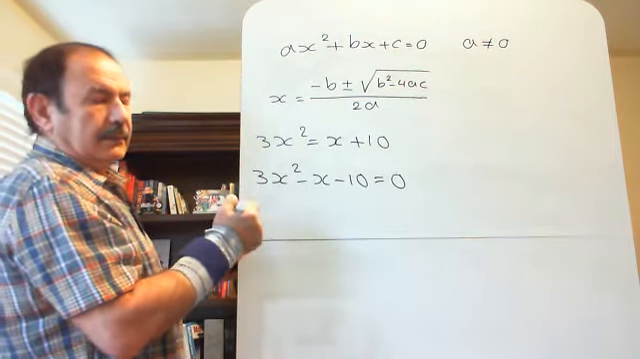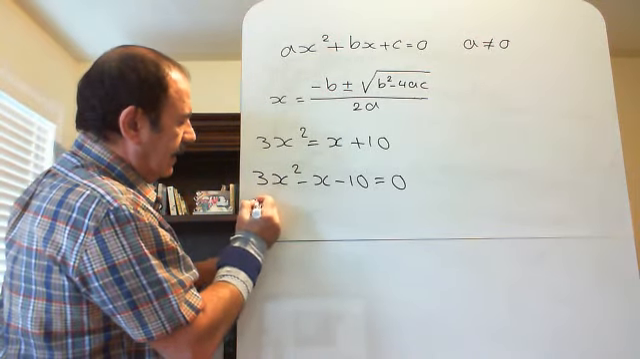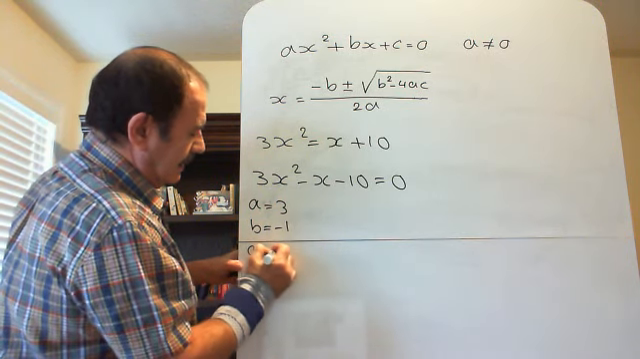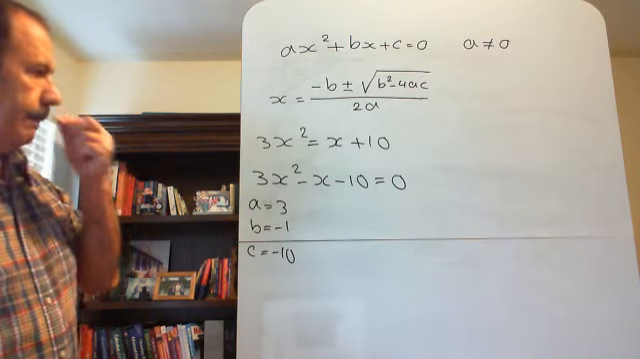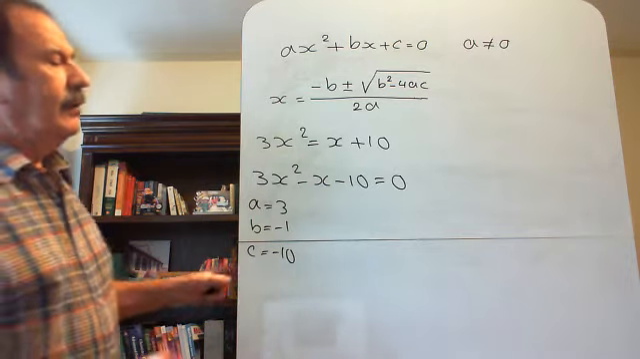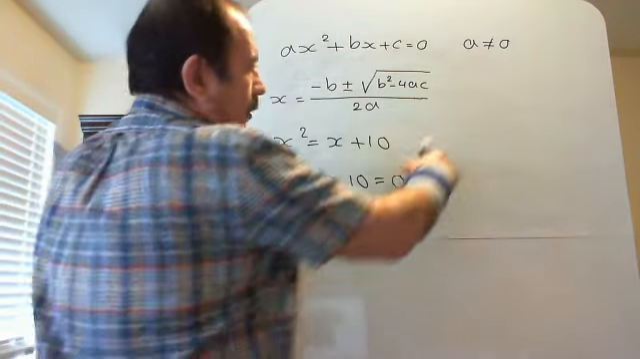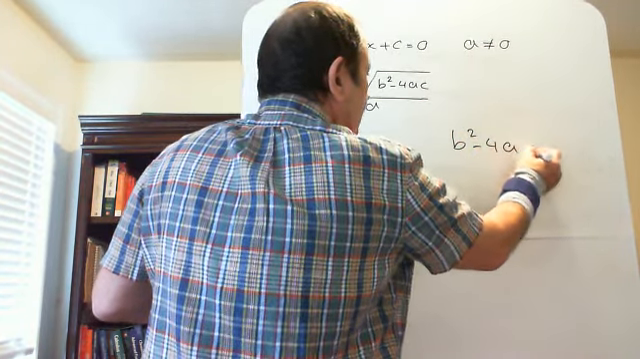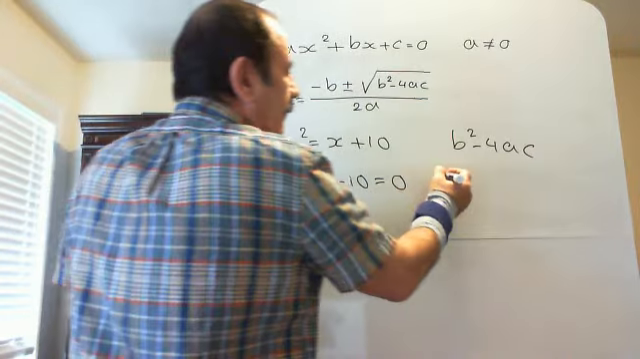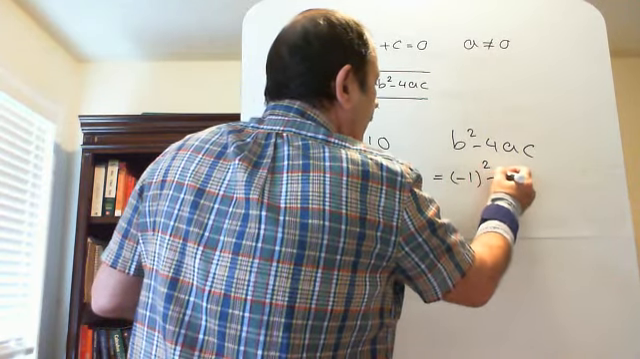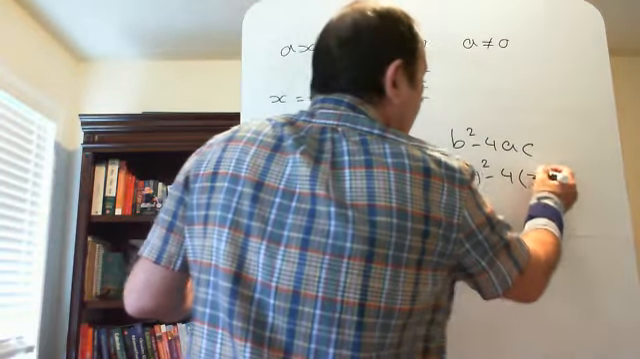Now identify A, B, and C. A is going to be 3, B is negative 1, and C is negative 10. Right? A is 3, B is negative 1, and C is negative 10. Now calculate B squared minus 4AC. Just substitute in this one, which is equal to B is negative 1, so negative 1 to the power of 2 minus 4, A is 3 and C is negative 10.